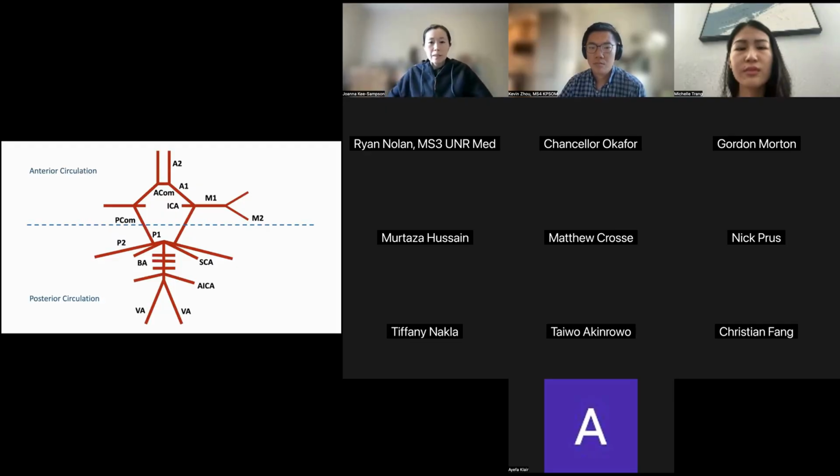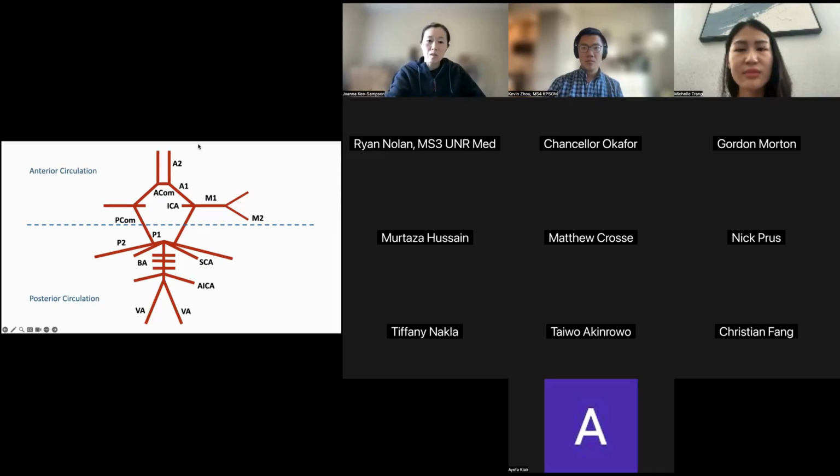So some basic anatomical review. We have the anterior circulation and posterior circulation. The ACA, the MCA, and the distal ICA make up the anterior circulation. And the posterior circulation is made up of the vertebral arteries joining to make the basilar artery, which then divides into the posterior cerebral arteries.